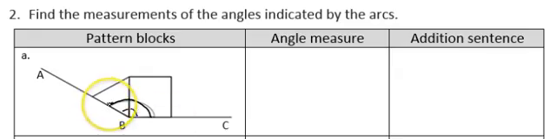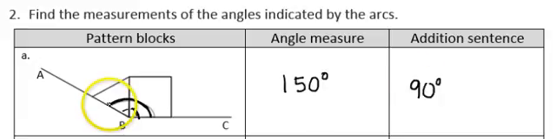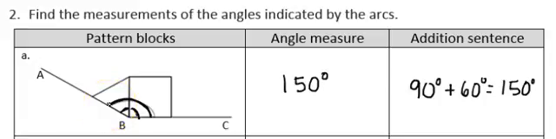So now let's transfer this information back onto our worksheet. The entire angle measurement was 150 degrees. The angle measurement on the square was 90 degrees, and we combined that with the angle measurement of the triangle, which was 60 degrees, and that got us to that total of 150 degrees.